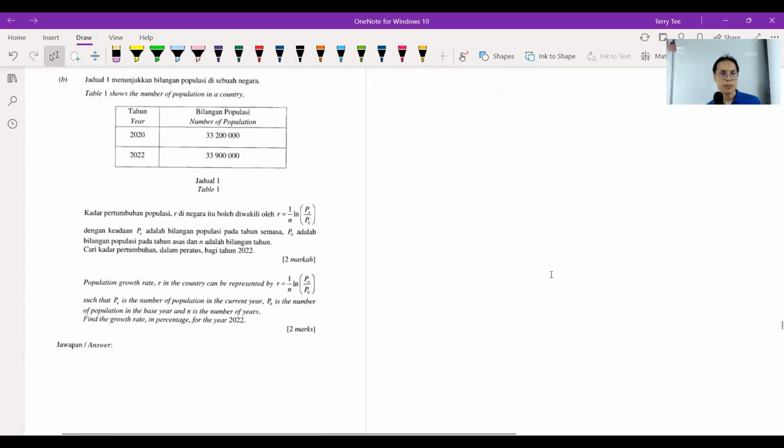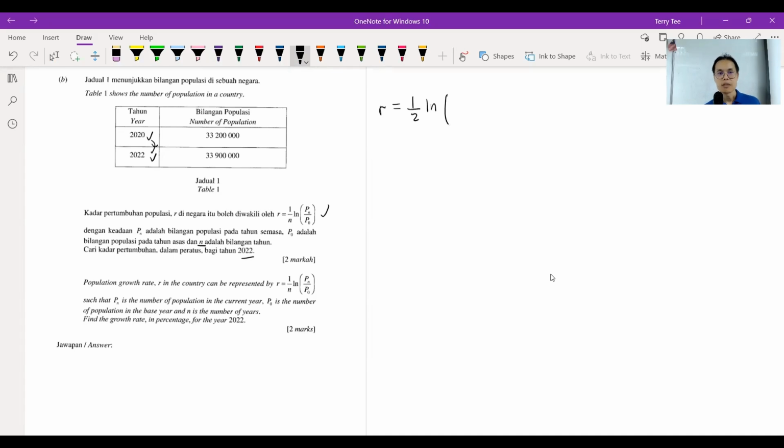So for part B, jadual menunjukkan bilangan populasi sebuah negara, right? In year 2020, 2022. So, kadar pertumbuhan populasi boleh diwakili oleh this formula, R equals 1 over N, ln Pn over Po, or P naught. So, cari kadar pertumbuhan dalam peratus bagi tahun 2020. Okay, so let's use the formula. My N is the bilangan tahun. So, from 2020 to 2022, your N will be 2, yeah, 2 tahun.